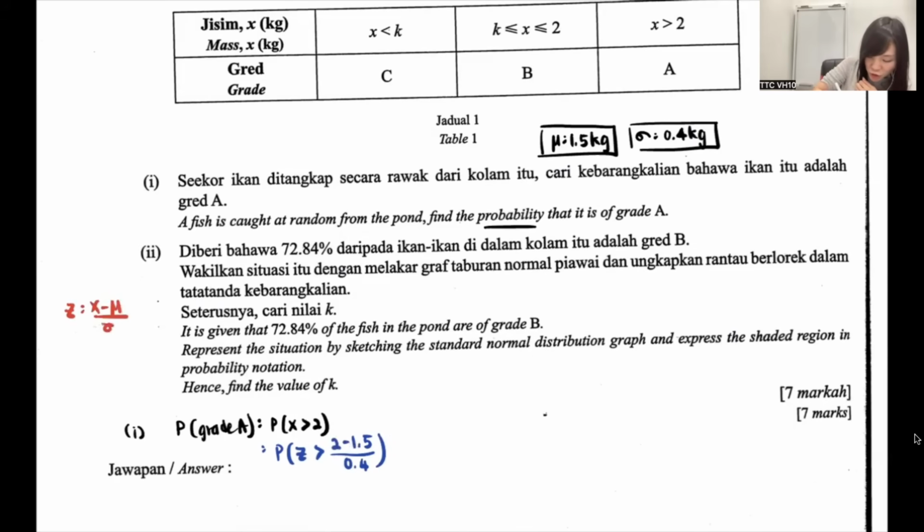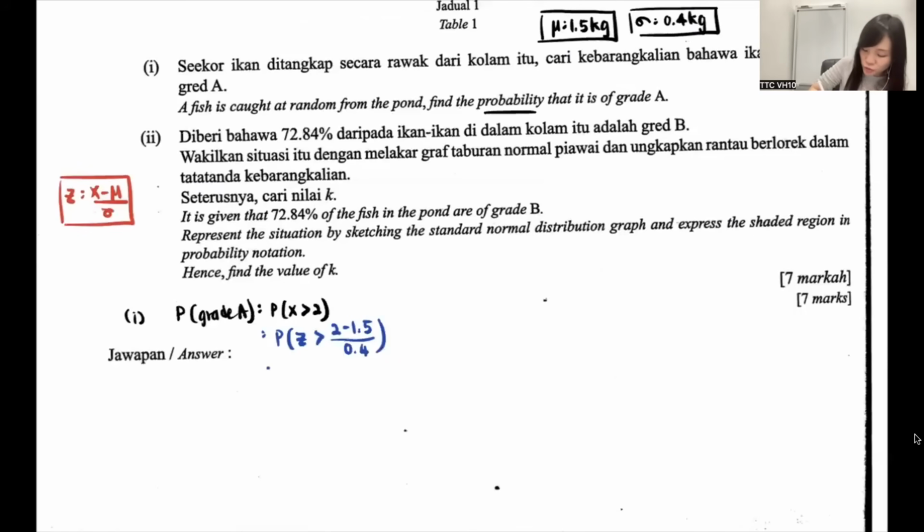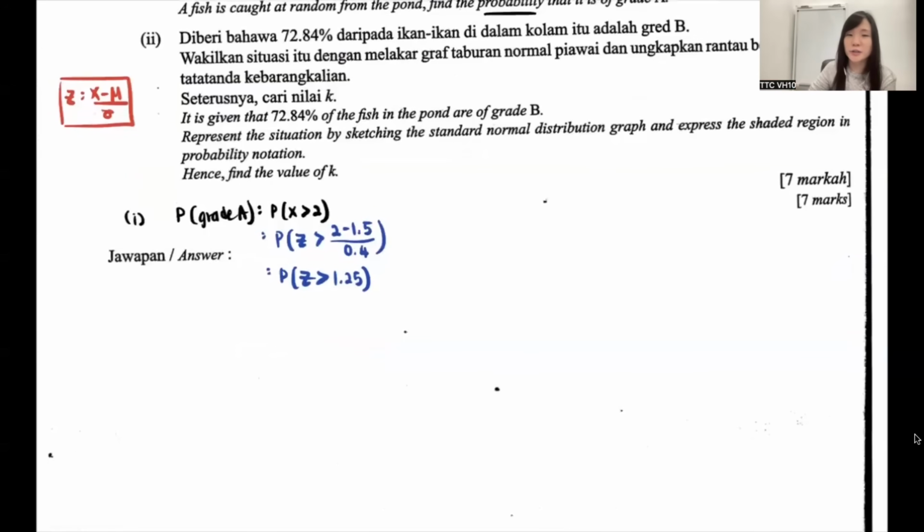Whenever for normal distribution you want to change from X to Z, that is the formula you guys use. So probability Z bigger than (2 minus 1.5) divided by 0.4. Are you guys getting 1.25? 1.25, okay? So guys, up to here, do I straight away look at the table? No. Please try to draw it out.